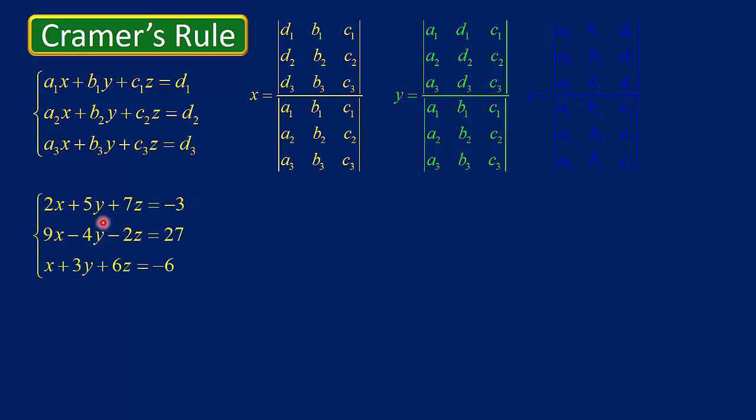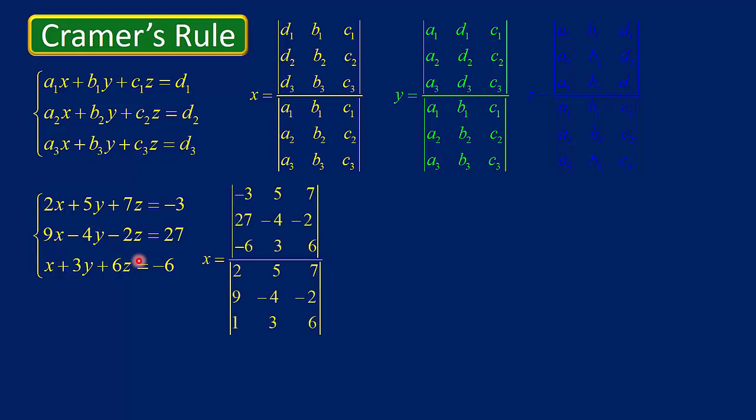Let's suppose that we have this system of equations, and I want to solve for x. Here's the setup. Notice the bottom. I've got 2, 5, 7. 9, negative 4, negative 2. 1, 3, 6. So it's just the coefficients over here. Up at the top is going to look the same. Notice 7, negative 2, 6. 5, negative 4, 3. These columns are the same, but I'm solving for the x's, so I replace the column where the x's are with negative 3, 27, and negative 6.